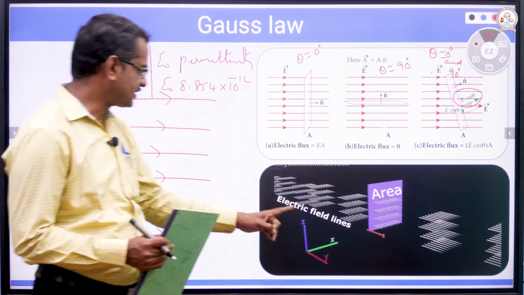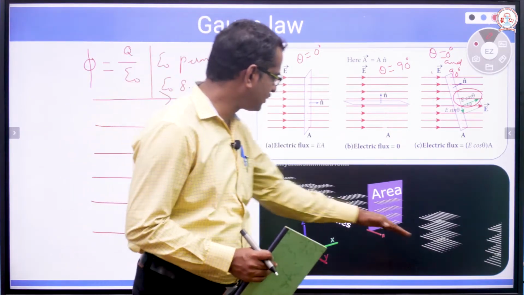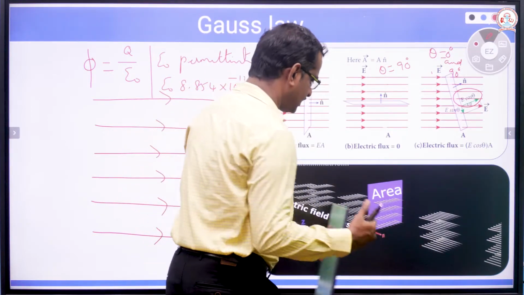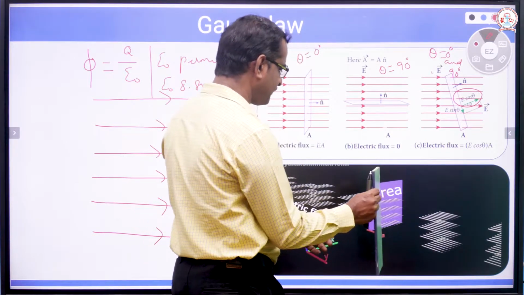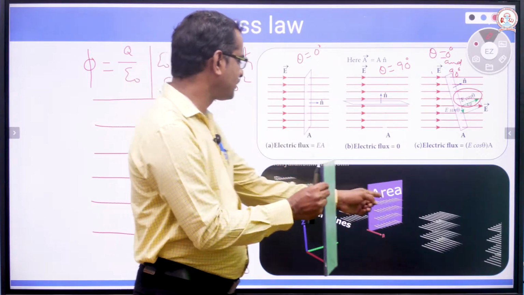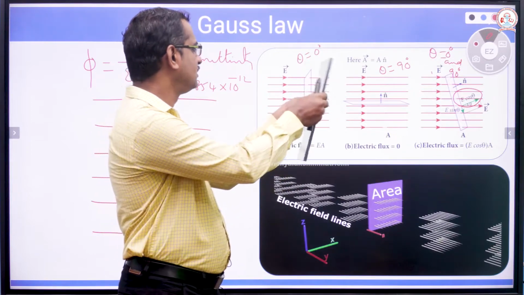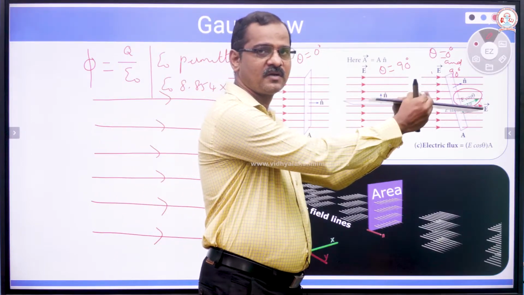This is also another example where force lines are moving in this direction. The force lines are acting along this direction, and there is a surface kept here. When the area is rotated, what happens? The theta value continuously changes.